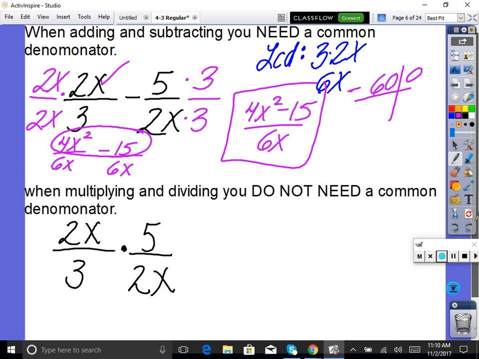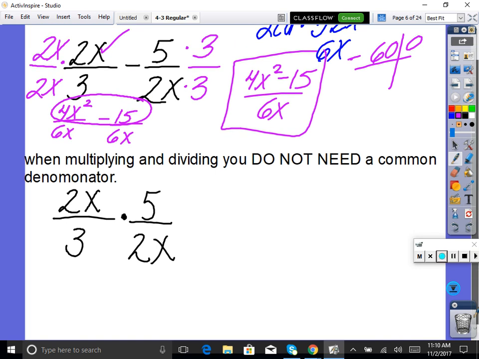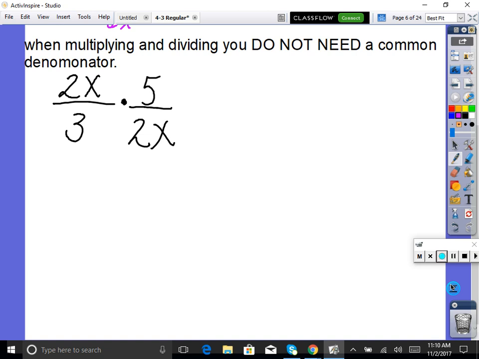Now look, once you've learned this, don't forget. Looking at this one, we have 2x over 3 times 5 over 2x. Do I need a least common denominator here? No, but a lot of people, once they've seen this lesson, get least common denominators with multiplication. Now looking at the difference so that you can see what I'm doing here.